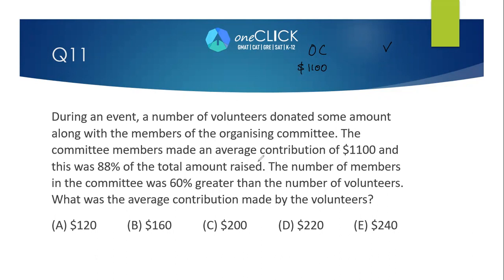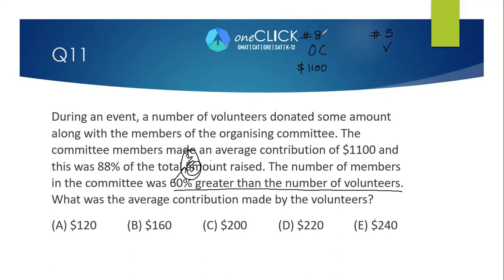Now it's also saying that the number of members was 60% greater than the number of volunteers. 60% as a fraction is 3/5. So that means if the number of volunteers were 5, okay, why did I take 5? Because the denominator here is 5. So if the volunteers were 5 in number, then the number of committee members would be 3 more. 60% greater means 3/5 greater. So 3 more. 3/5 of 5 is 3. So that means it would be 8.